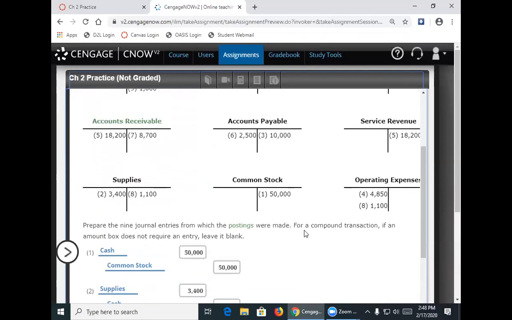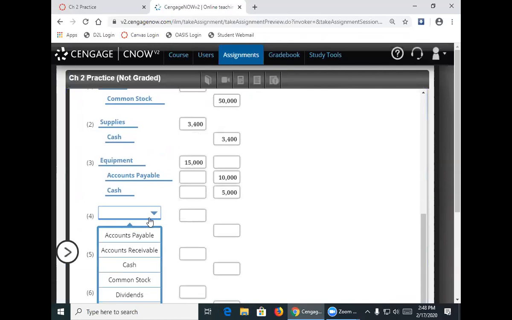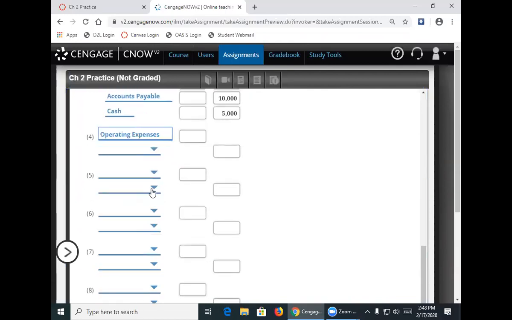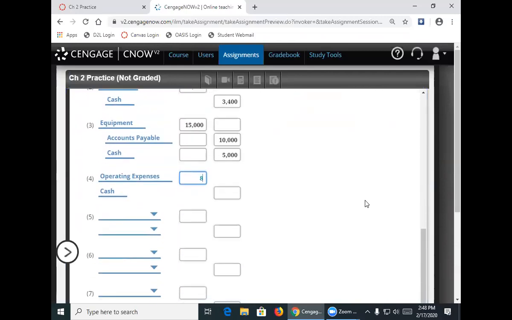Okay, so that one they threw a little curveball at us. Number 4, well, I see I have a debit to operating expenses and a cash credit. So that one matches up, right? I had some kind of operating expenses. They didn't tell me what. But a debit to operating expenses, $48.50. Cash credit, $48.50.